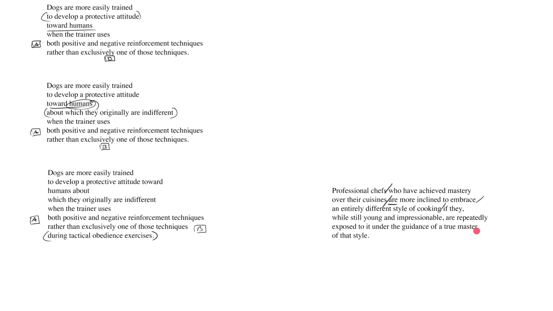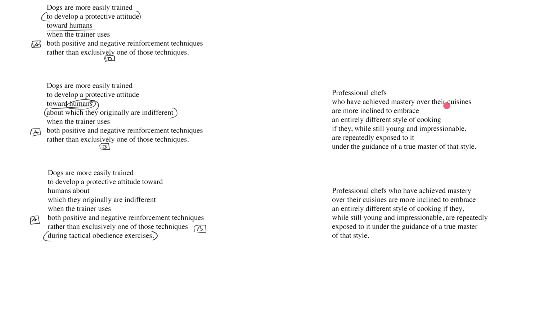Okay, so I've already done the cutting, so let me just show you what that looks like. By the way, this is not the only way to do it, but this is one way to do it, right? Professional chefs, and here notice I cut out this part because it just modifies the chefs, are more inclined to embrace something, right? If something is the case. You see, I'm just kind of saying chefs are more inclined to embrace something if this is the case. Now, there is a reason why I made these cuts over here, and I'll get to that, but first let's just simplify. Having made the cuts, let's simplify a bit.